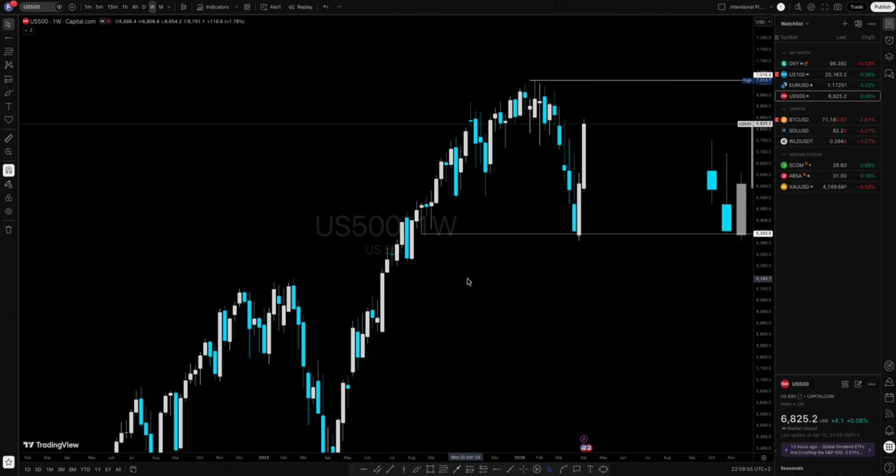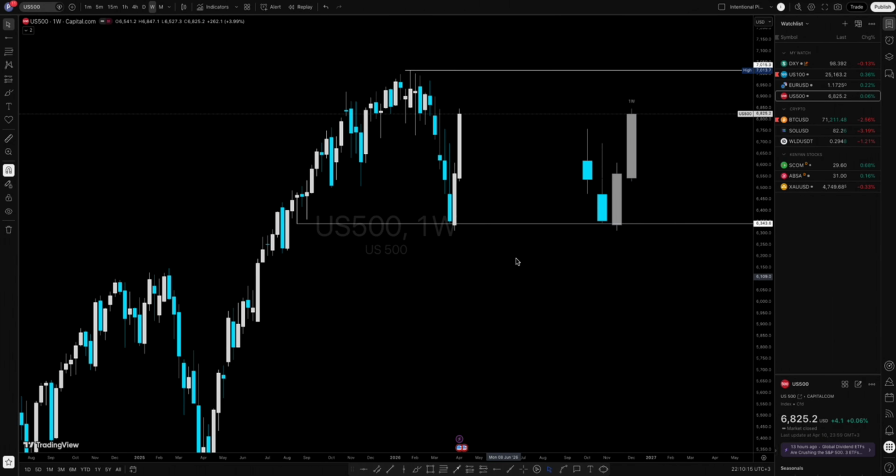on top-down analysis on Nasdaq and US 30. So I'm going to start with S&P 500. I'm going to start off with the S&P 500 on weekly time frame. And we can clearly see that US 500 was on a bullish trend for the last 2 weeks.